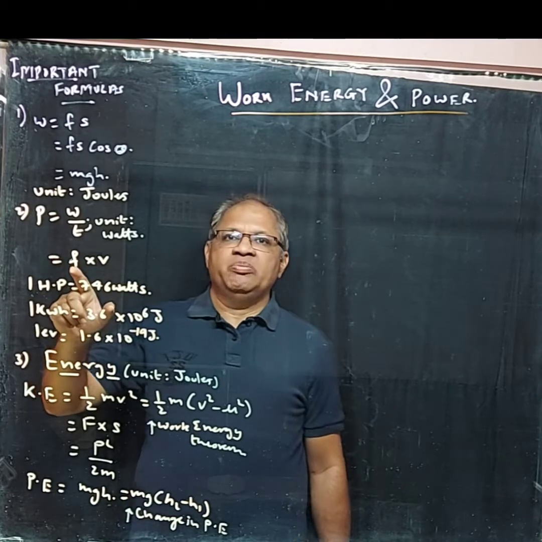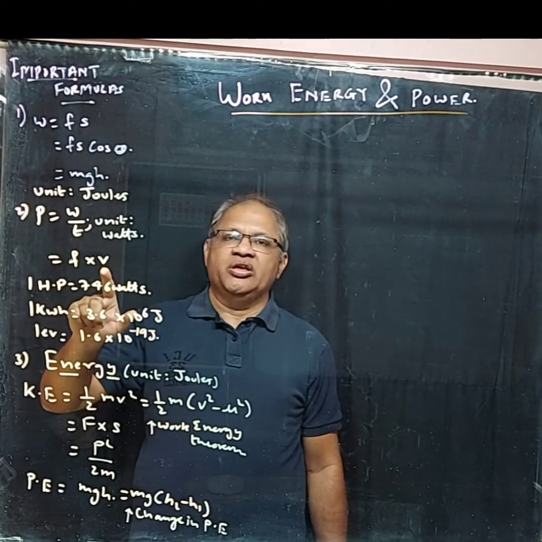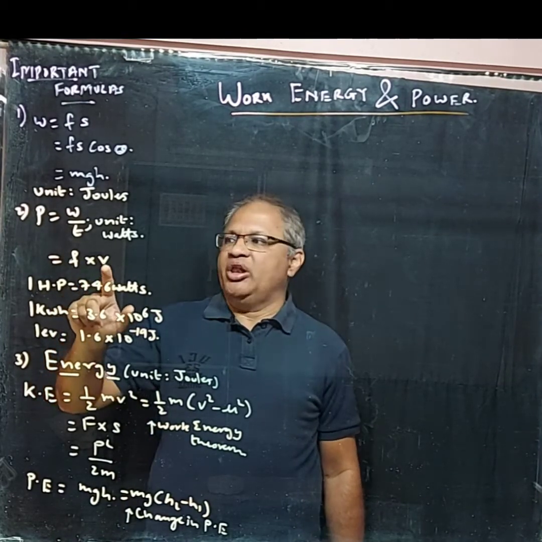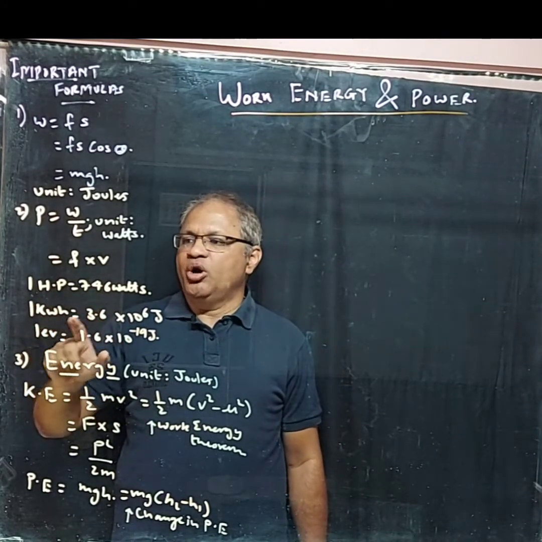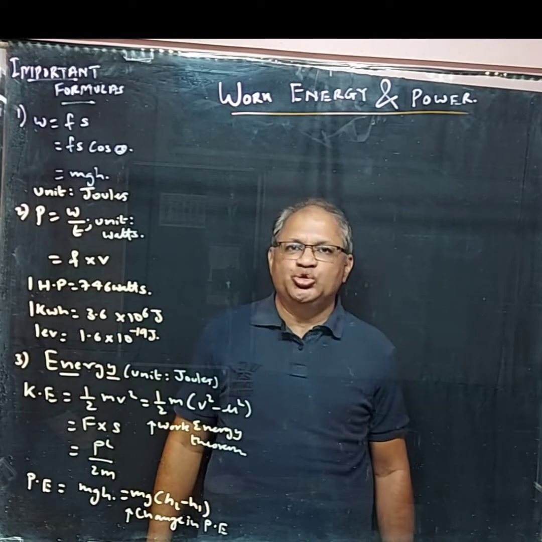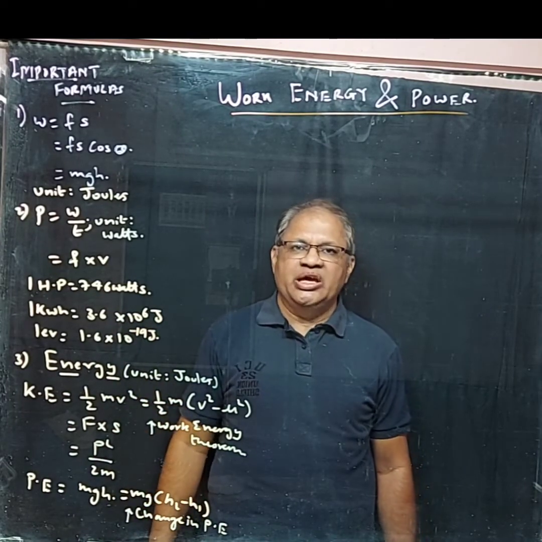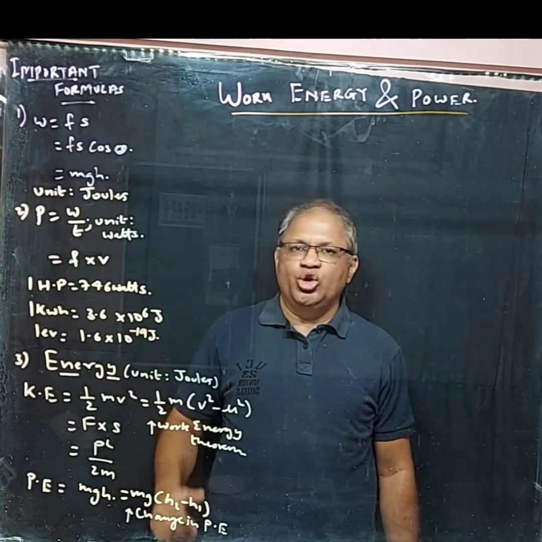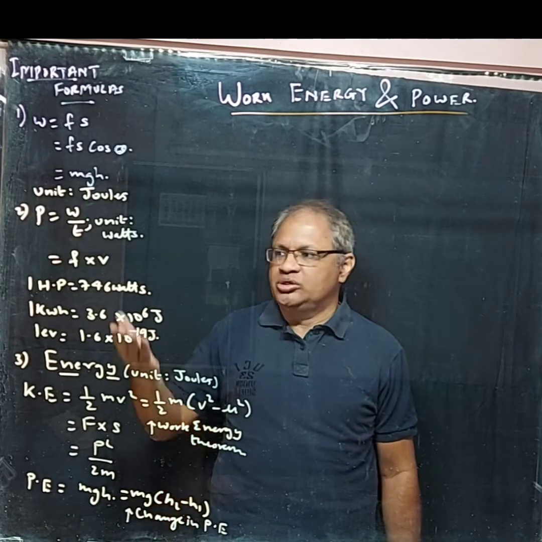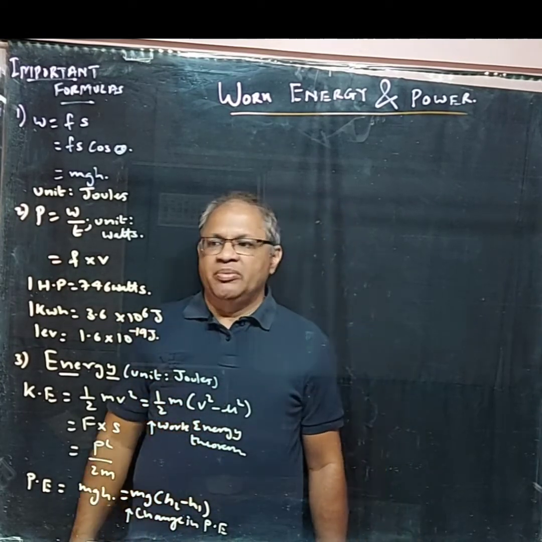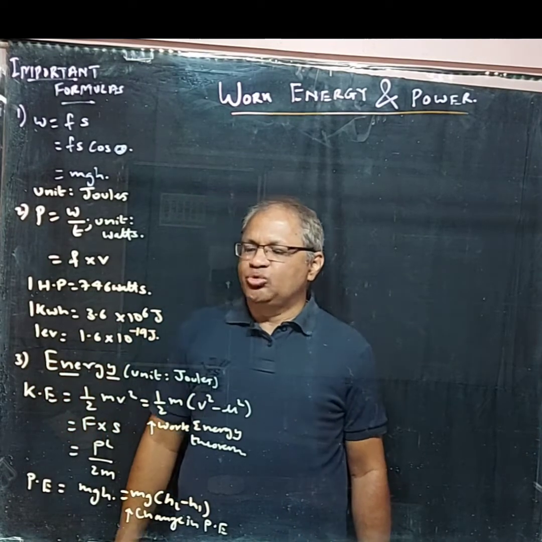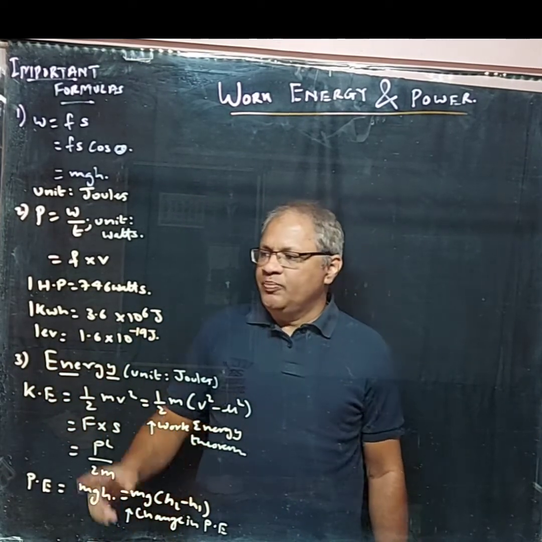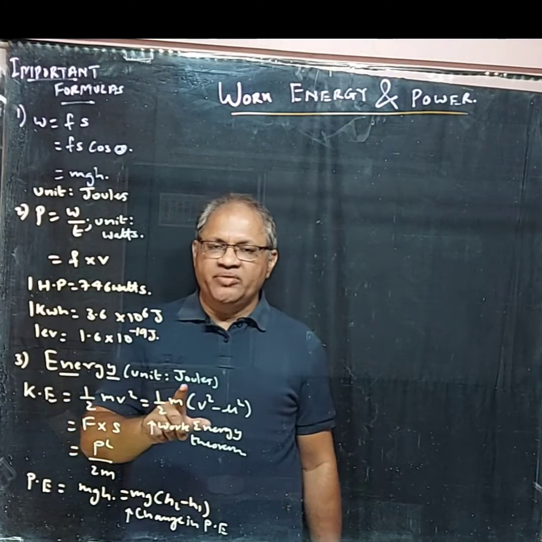Then power is also given by F into V. F stands for force, V stands for the velocity. 1 horsepower is 746 watt. Then 1 kilowatt hour is 3.6 into 10 raised to 6 joules. This also comes in the exam, like they will give it in kilowatt hour and you want to convert it into joules. You can make use of this number which is given of conversion. Then 1 electron volt is 1.6 into 10 raised to minus 19 joule. The energy, unit of that is joule.